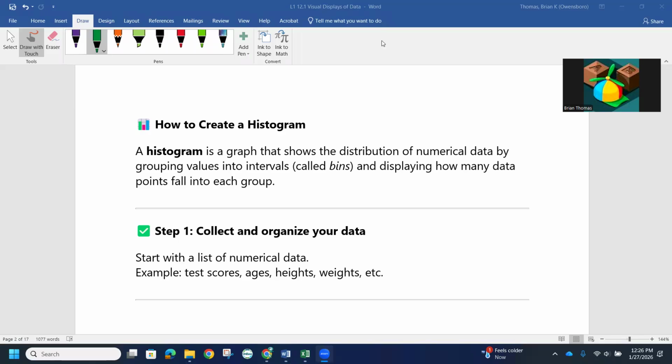So continuing with question one, it also talks about a histogram. A histogram is a graph that shows the distribution of numerical data by grouping values in intervals or classes, if you will, categories. They also call them bins, and it displays how many data points fall in each group. So this is going to be more of a visual display, not a table.